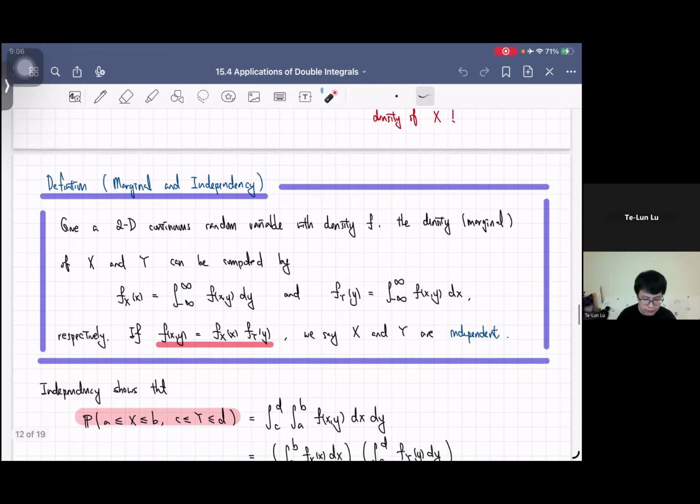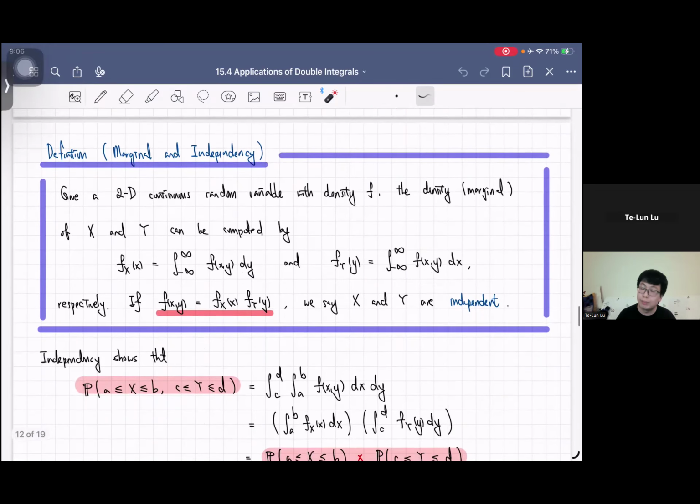So let me go through this definition. Actually, it is more like a property in the definition. In a 2D continuous random variable with a density f, where f here is a two-dimensional function with two variables, the density, sometimes called the marginal, of x and y can be computed respectively by f of x, integrating this density over y on the whole real line.